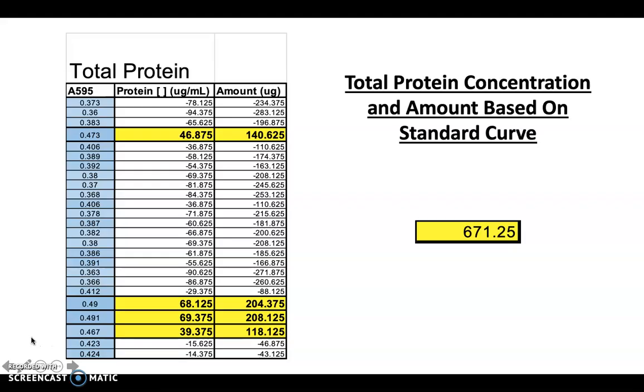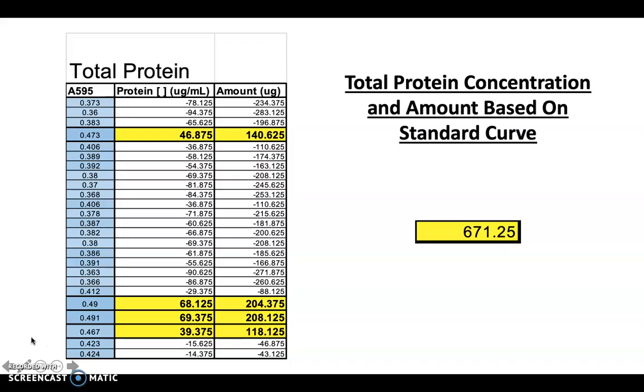This table shows the data for the Bradford assay. Using the equation from the standard curve, we plugged the absorbance in for the y and then solved for x. That gave us a concentration of the total protein. We made the assumption that concentrations with negative values mean there is no protein in that fraction.